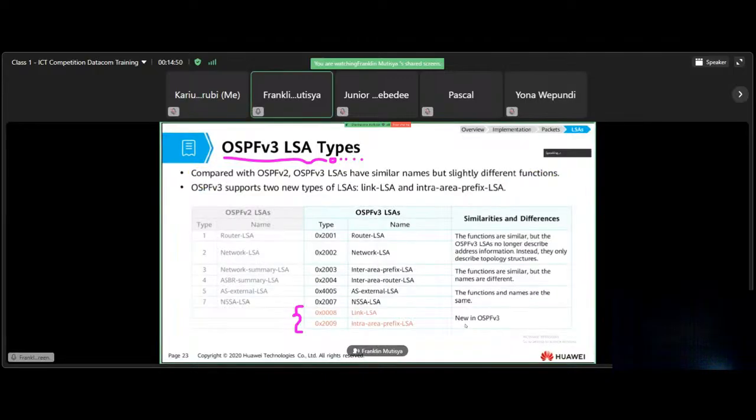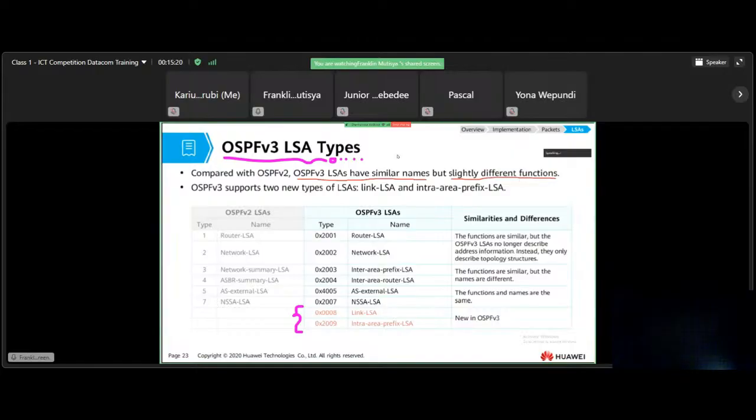Now, let's look at OSPF version 3 LSA, link state advertisement, types. Compared to OSPF version 2, OSPF version 3 LSAs have a similar kind of nomenclature, or rather names, but they're slightly different in function. The names kind of resemble, but the functioning is different.